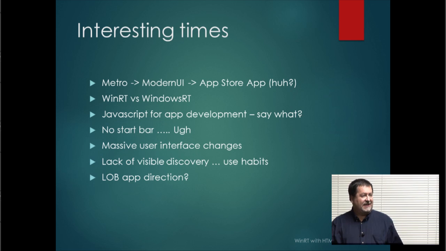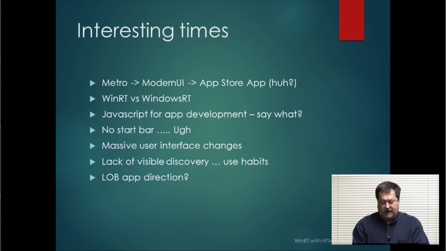Remember, it was Metro, then it became Modern UI. Now it's the App Store app. Okay, that still seems lame. I'm sorry, there ought to be a good term for this eventually. Then we have WinRT, that's our platform. They took what we're used to, the Win32 API and then .NET on top of it, and now it's WinRT. Of course, we also have Windows RT, which is that ARM version of Windows 8 that's a completely different beastie. So we have to keep track of this once in a while.